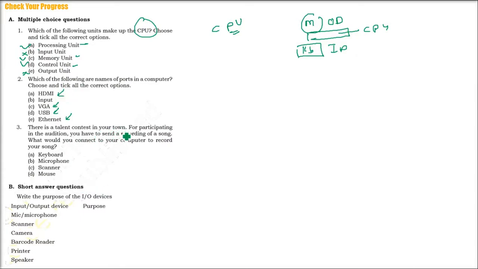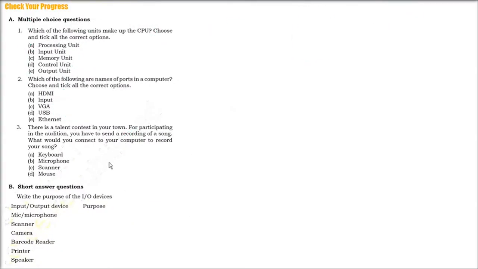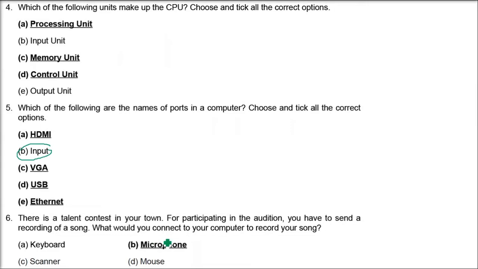There is a talent contest in your town. For participating in the audition, you have to send a recording of a song. What would you connect to your computer to record your song? Now, for that you need, of course, a microphone, a mic. Okay. Scanner will just convert the document from physical to digital. Mouse and keyboard are input devices. Microphone is the answer to record your sound. In your mobile, you might be using a microphone almost every day.